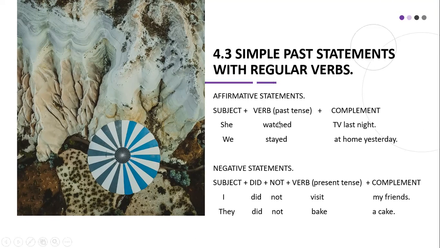Claro, ¿verdad? Que cuando es afirmativo, no se usa el auxiliar y el verbo va en pasado. Y cuando es negativo, sí se usa el auxiliar más la palabra not y el verbo se deja en forma de presente. ¿Ok? Quedamos claros ahí, ¿verdad? Ok, now. Let's go to the rules, right? How to change.